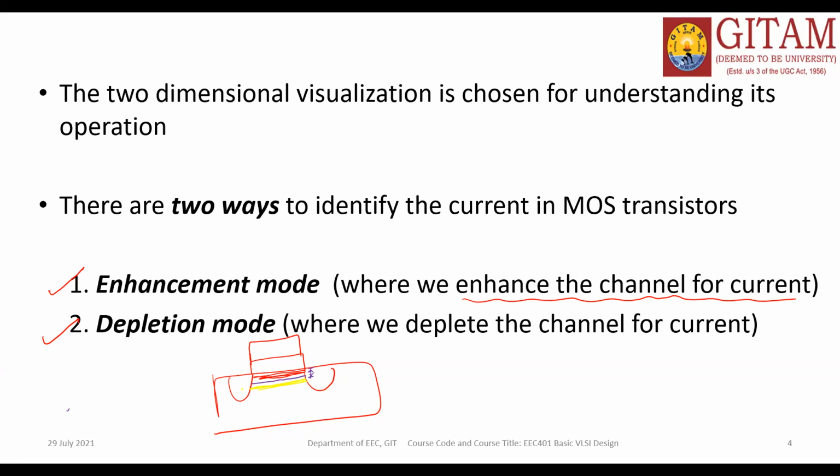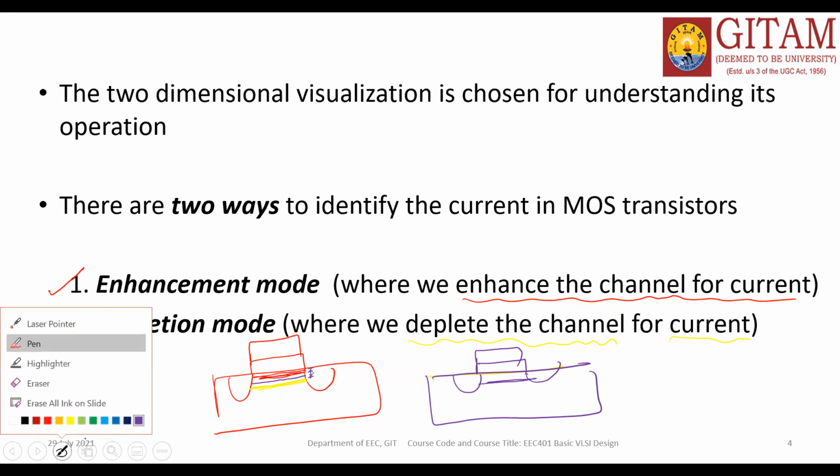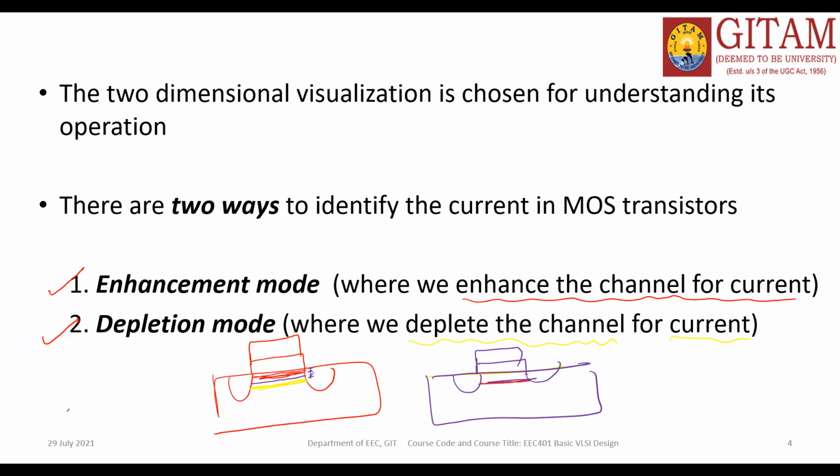And in the case of depletion mode, we have to deplete the channel for the current. Initially, what happens here, I will show you after one minute. This is the source, this is the gate, this is polysilicon, source, drain. Initially there will be a channel, something like this. What we have to do is deplete the carriers from the channel. So initially it is this, now it becomes this much value.